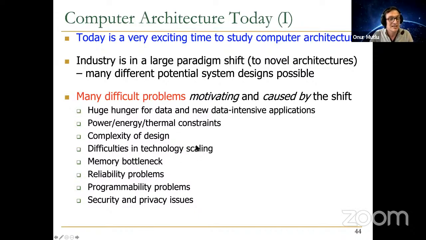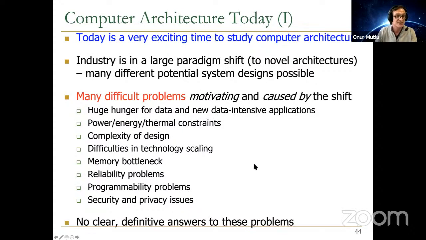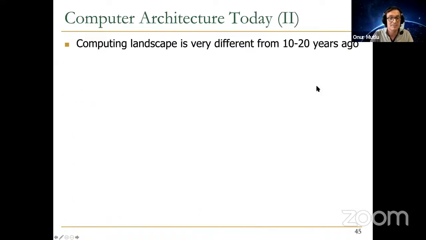Technology is becoming not so good in scaling, as we will discuss. We have big memory and data bottlenecks. We have reliability problems. We have programming issues. We have huge security and privacy issues actually in computation today, both general purpose and special purpose. And there are today no clear and definitive answers to these problems. As a result, people are actually exploring new paradigms and new novel architectures to solve these problems.